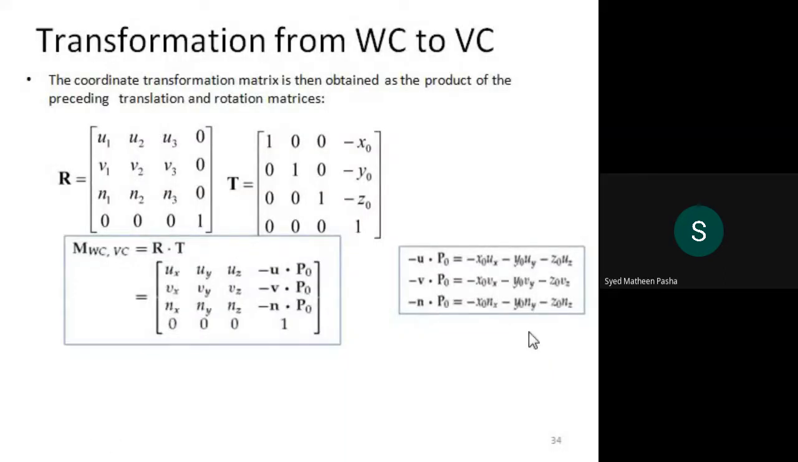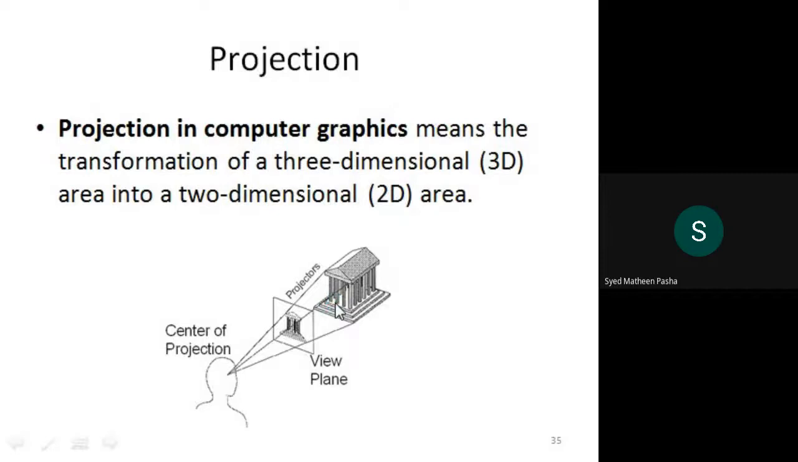Then this is the basic representation of transformation from world coordinates to viewing coordinates, where we saw how we represented rotation as well as translation. Then to calculate this transformation, you just take the product of both the matrices, where you get the final matrix in this format. So that was all about transformation from world coordinates to viewing coordinates.